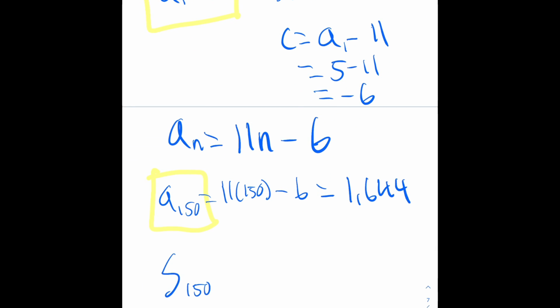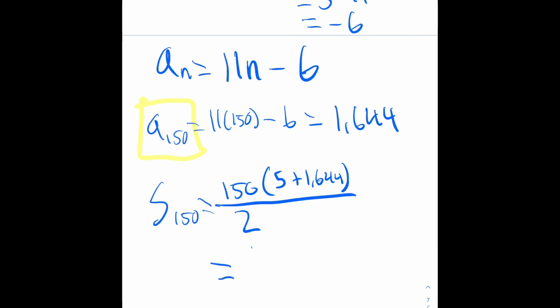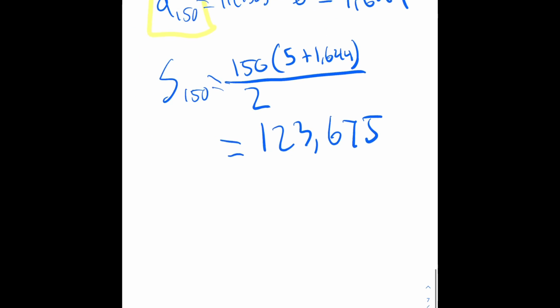Now, because of this, I should have everything that I need to solve my problem. The sum of the first 150 terms is 150 divided by 2. And then my first term was 5. My last term was 1,644. And when you simplify that, you get 123,675.